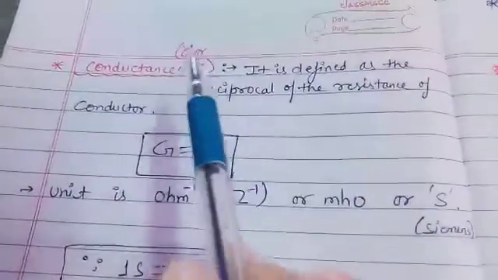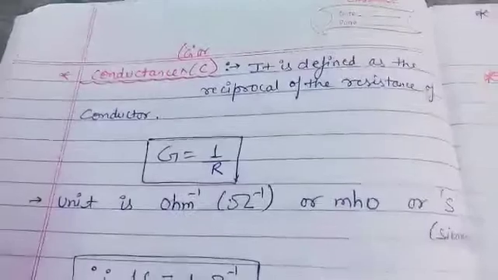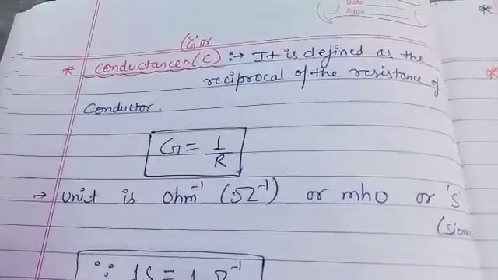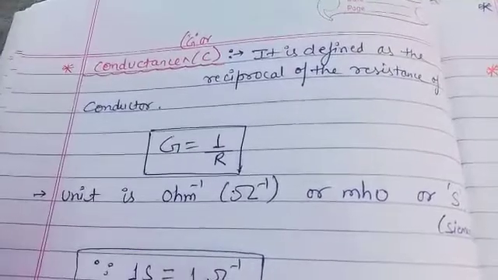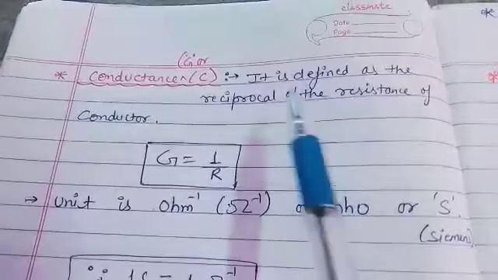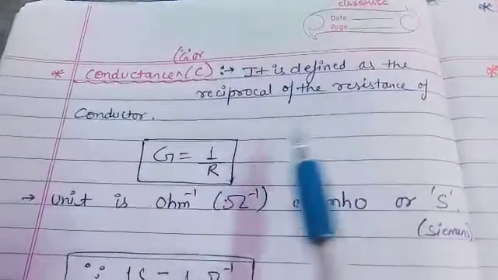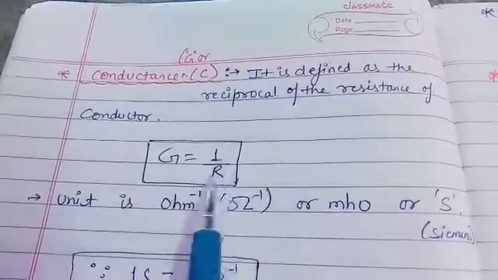Okay, now this is replaced by capital G, and conductance is inversely proportional to resistance. I think you know, the more the resistance, the less the conductivity. So this one is inversely proportional. Either it is defined as the reciprocal of the resistance of a conductor. So G is equal to 1 upon R.